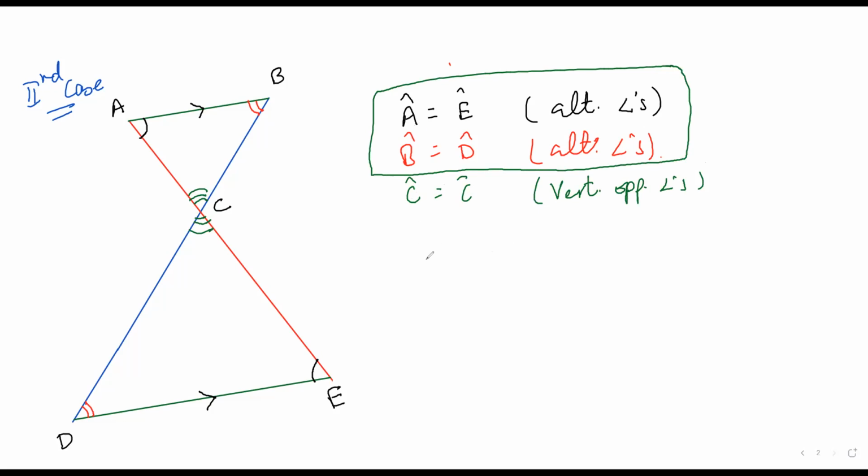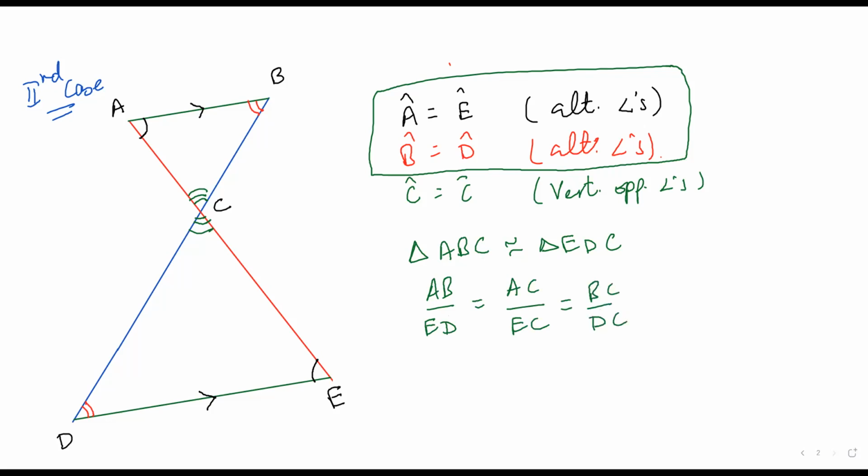Now, looking at the order of these angles here, we can say that the triangle ABC is similar to the triangle EDC. Okay? Once you have written down the names of these similar triangles according to the correspondence, then you can say that AB over ED would be the same as AC over EC, and that would be the same as BC over DC, because these two triangles are similar to each other.